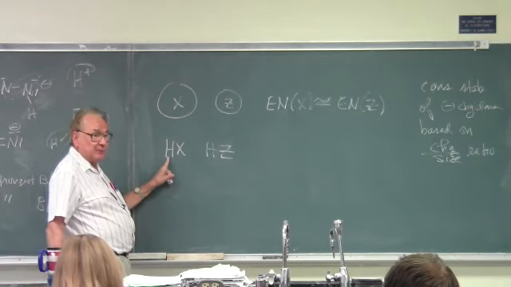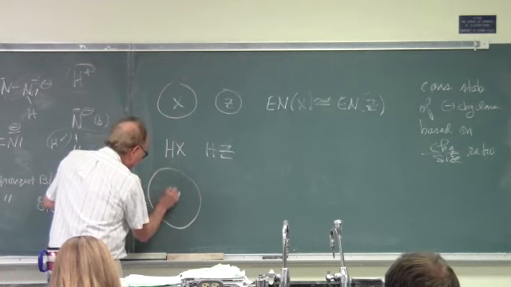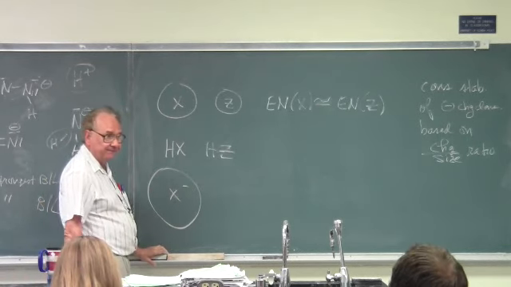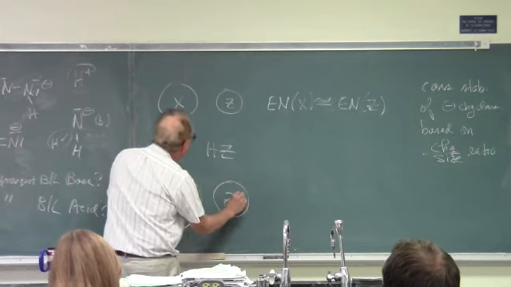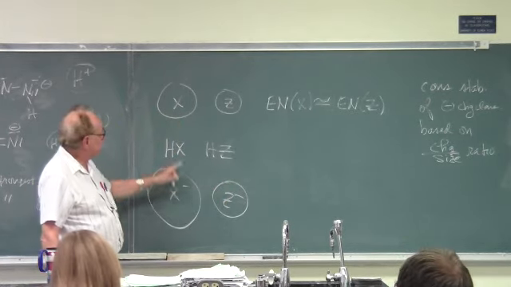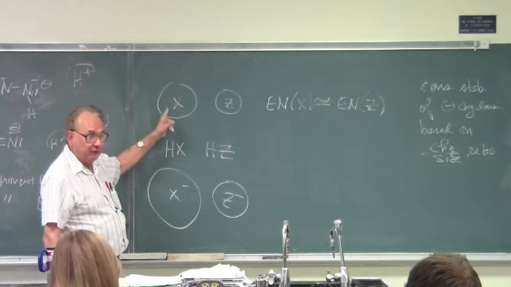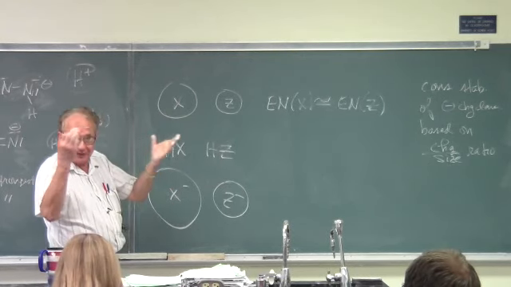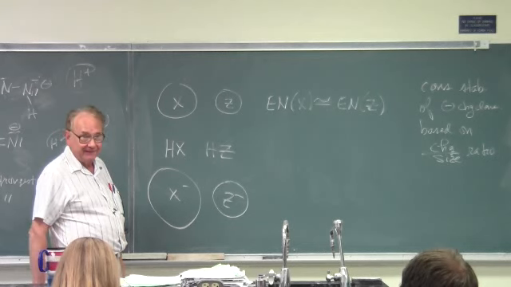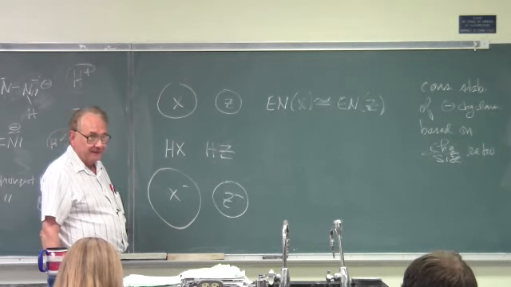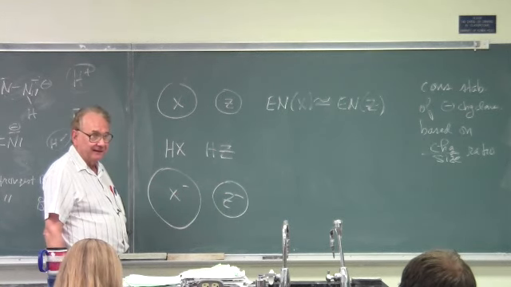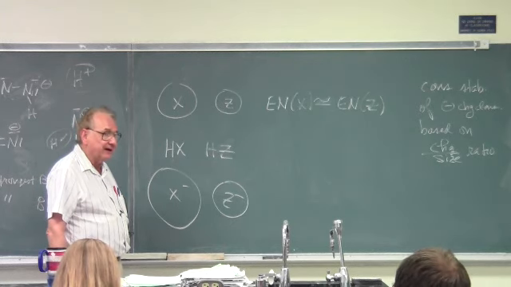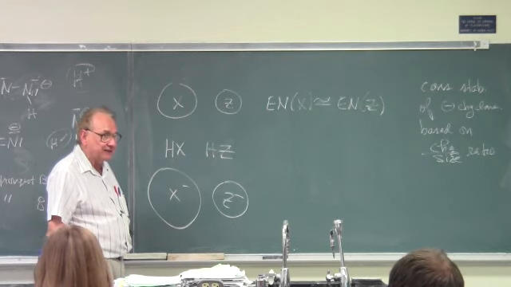If this thing loses H plus, I got X minus. If this thing loses H plus, I got Z minus. Now notice I purposely drew these pictures bigger than these pictures, because when we go from a neutral atom to a negative ion, size expansion increases, doesn't it? So Z minus is a better base. How do I know Z minus is a better base? Because it has more negative charge packed into that small space. It has a greater negative charge density.